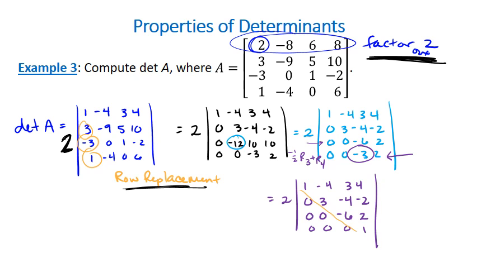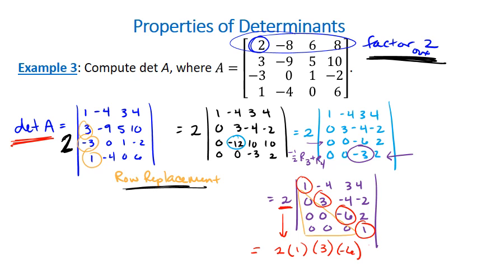So once you have these zeros here, then remember you find the product of the diagonal. Don't forget this 2 out here. So the determinant of matrix A is calculated by taking 2 times 1 times 3 times -6 times 1, which gives me a negative 36 for my determinant. So again, this illustrates another way of using elementary row operations in order to calculate the determinant.